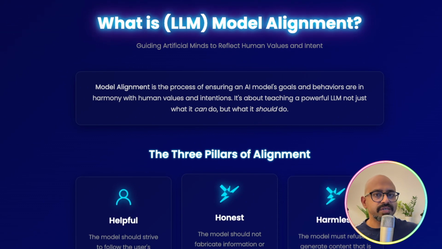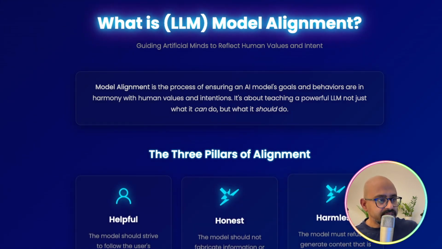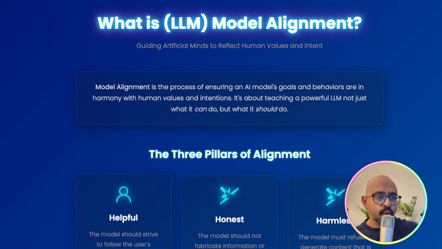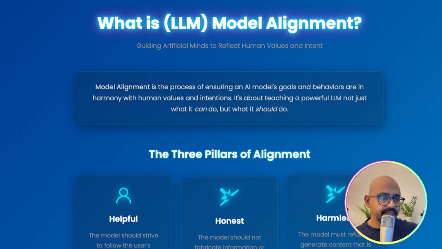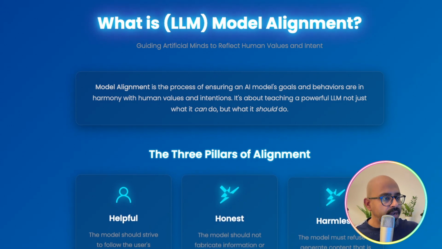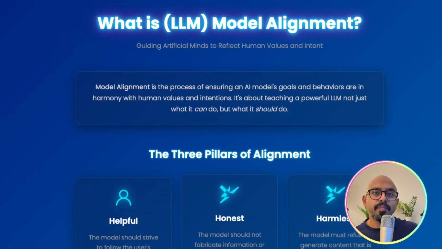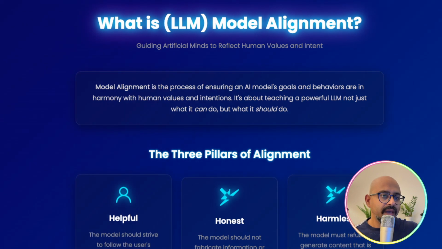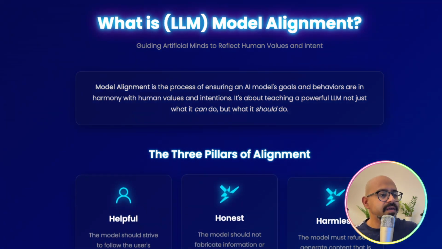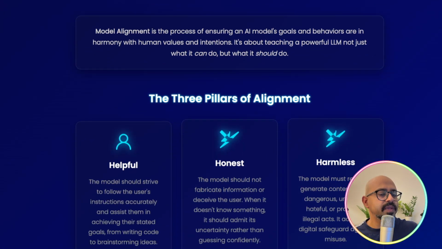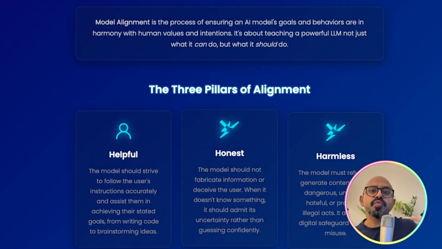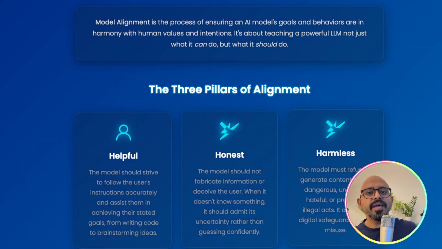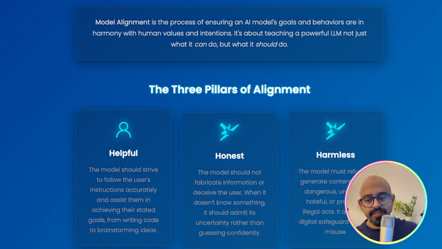Also, as we can see on the screen, model alignment is the process of ensuring an AI model's goals and behaviors are in harmony with human values and intentions. It's about teaching a powerful LLM not just what it can do, but what it should do. And as we can see on the screen, there are three important pillars of alignment. One, the AI needs to be helpful, it needs to be always honest, and then it needs to be harmless.